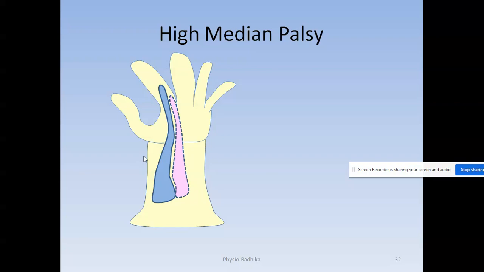So, in order to get the opposition action of the thumb, the surgeon will choose the muscle known as extensor indicis proprius.